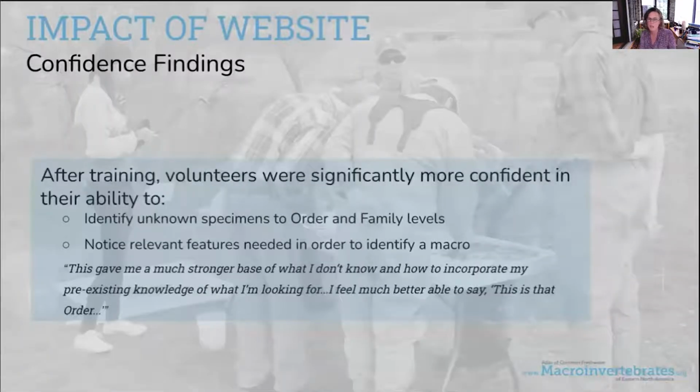Another finding that we found was that volunteers were significantly more confident in their ability to both identify unknown specimens to order and family, and notice the relevant features they needed in order to identify. So we did this both through surveys and observations and through focus groups.